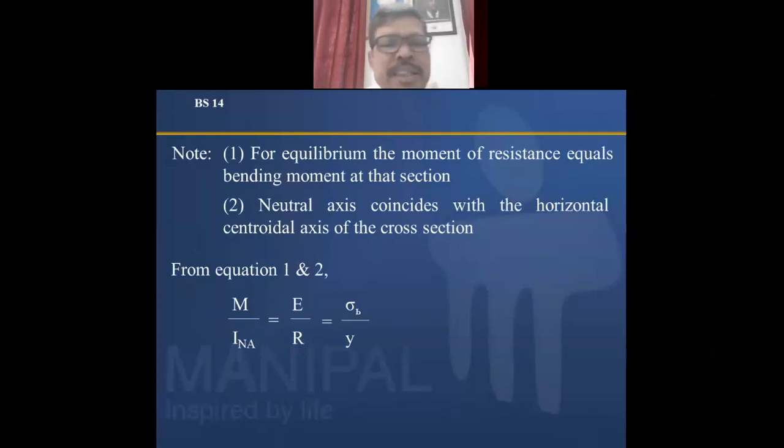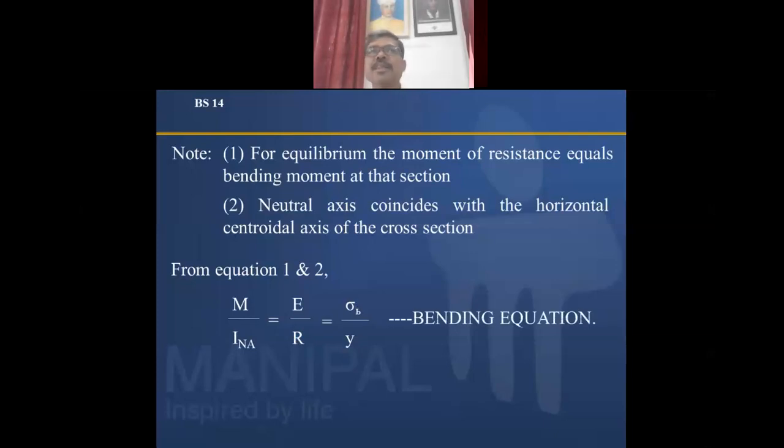For remembering this formula, you can remember in this manner: May I see you, Elizabeth Rani. M by I is equal to sigma by Y is equal to E by R. Again I will repeat. May I see you, sigma means see you, Elizabeth Rani. So this is the bending equation.